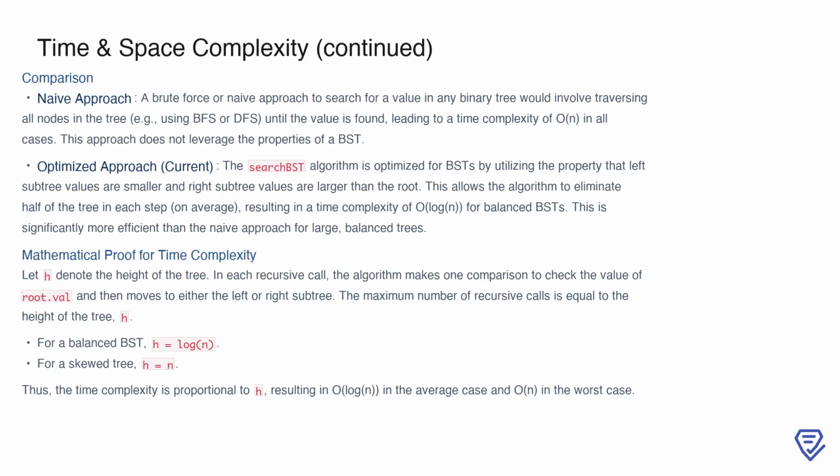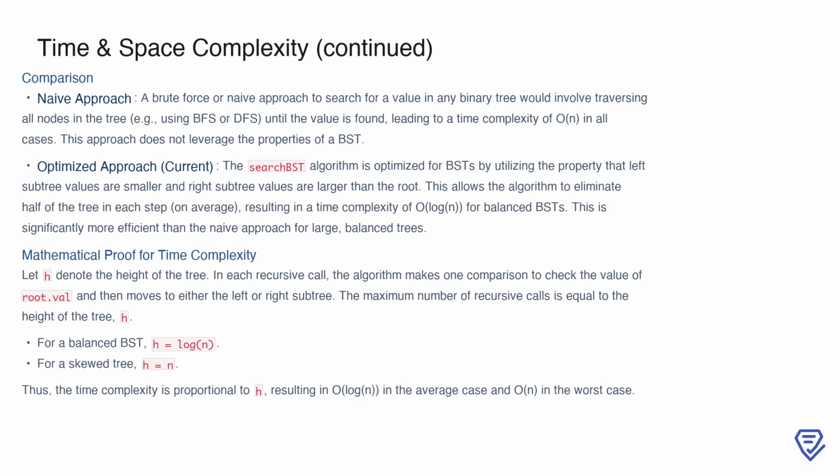In contrast, the search BST algorithm takes advantage of the inherent structure of BSTs, where values in the left subtree are smaller and those in the right subtree are larger than the root. This property allows the algorithm to eliminate half of the tree at each step on average, reducing the time complexity to O(log n) for balanced trees.